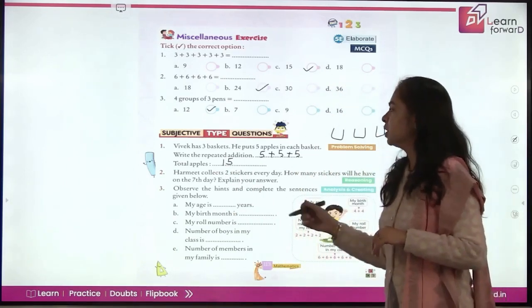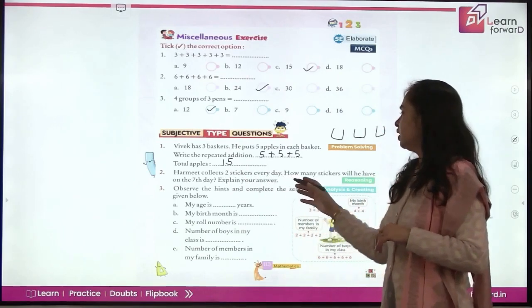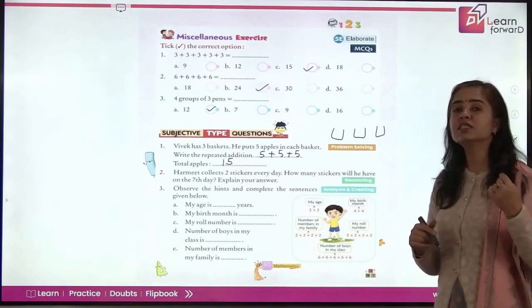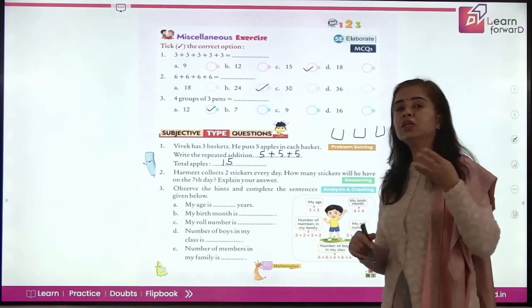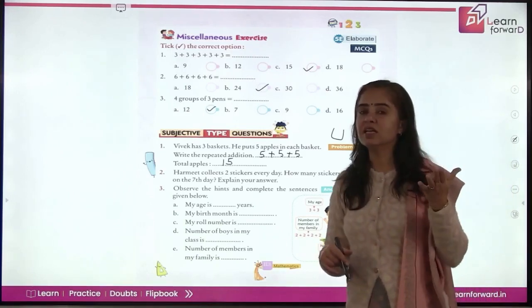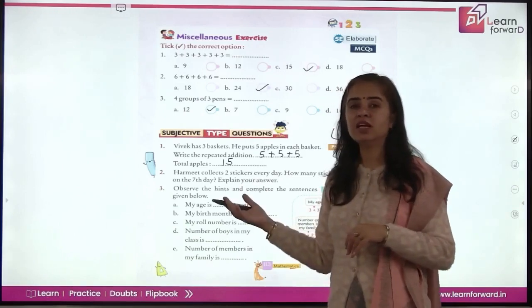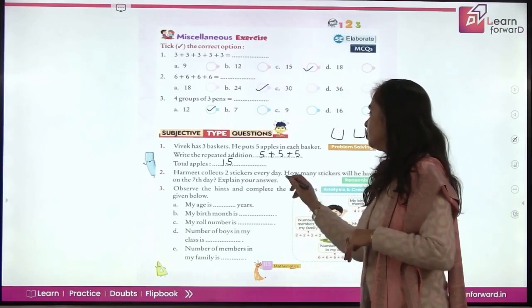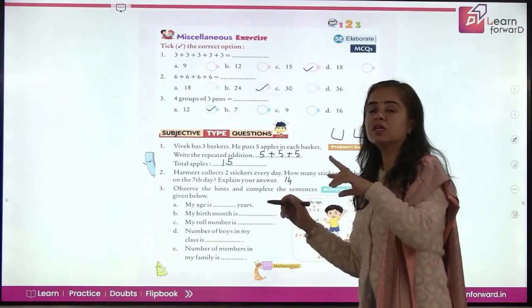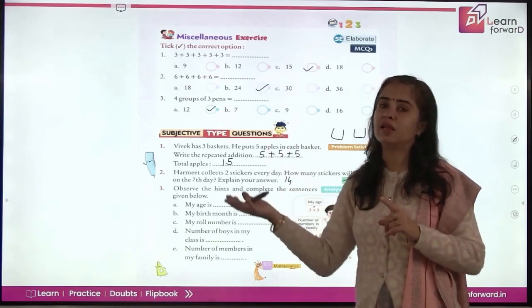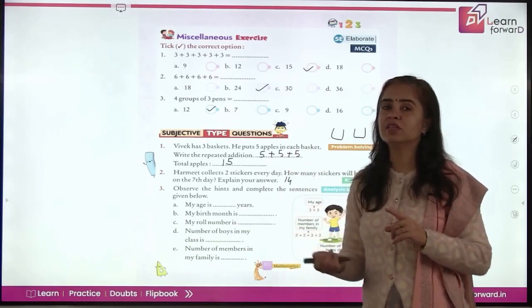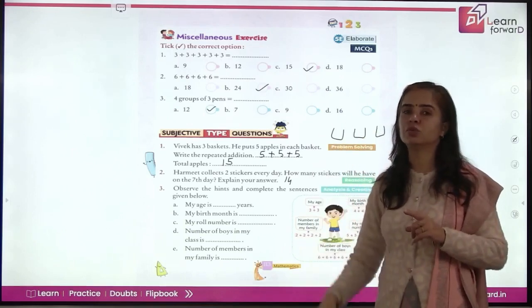Perfect, children. Now, Harmeet collects 2 stickers every day. How many stickers will he have on the 7th day? So, 2, another 2, another 2. For 7 days, he is doing. So, how many will he have on the 7th day? He will have 14 because he is taking 2 stickers every time, adding 2 every next day. So, on the 7th day, it will be 7 times 2. Okay.